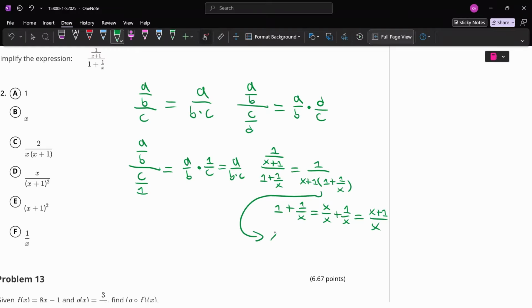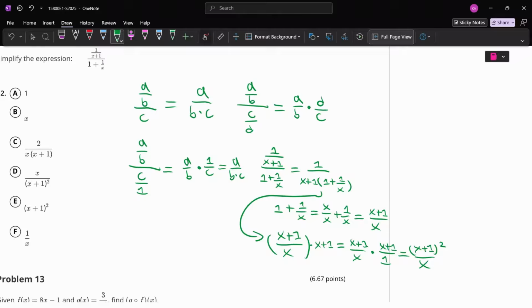And so now we can simplify this into something that looks like this. So let me draw an arrow here. This can be rewritten as x plus 1 over x times x plus 1. And then this can be rewritten as x plus 1 over x times x plus 1 over 1, which simplifies to x plus 1 squared over x.